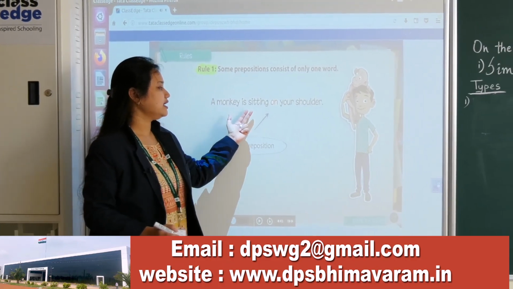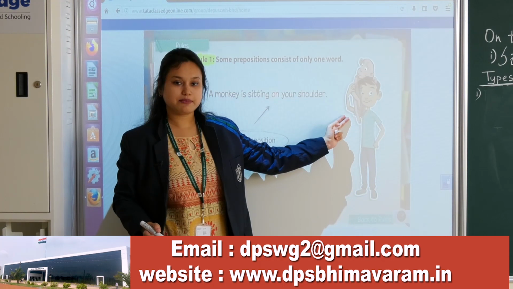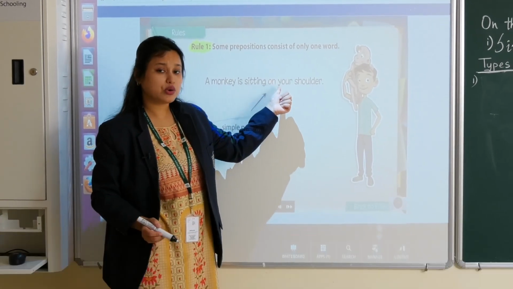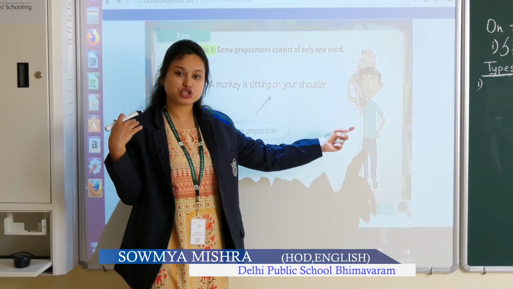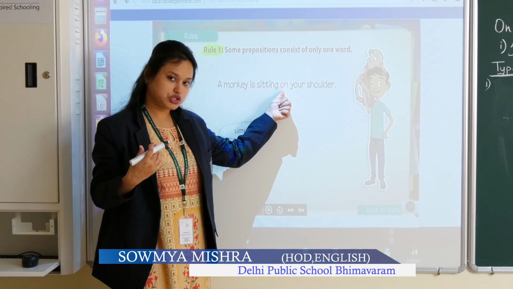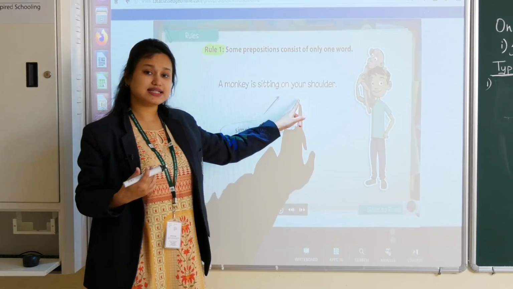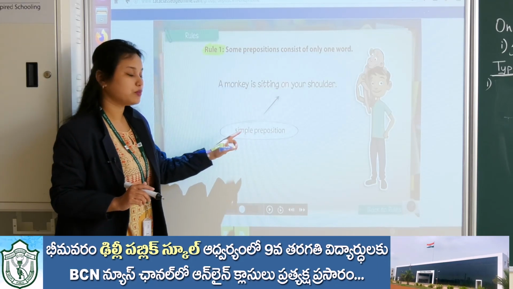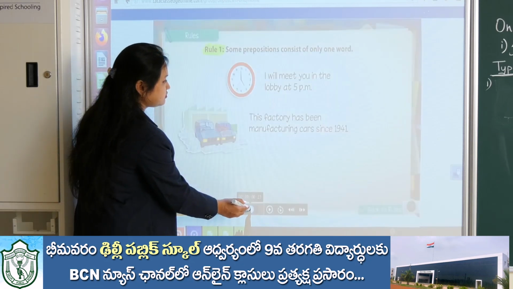So a monkey is sitting on your shoulder. So see, a boy is there and a monkey is sitting on his shoulder. So on is showing where the monkey is sitting, the place, okay, it's on the shoulder. So on is a preposition of place and it is a simple preposition because it is only one word, right? So a one-word preposition is otherwise called a simple preposition.